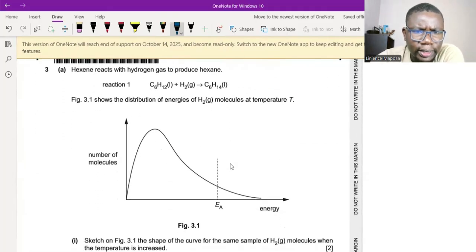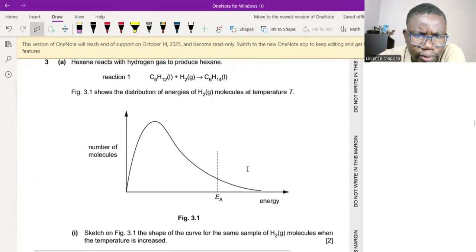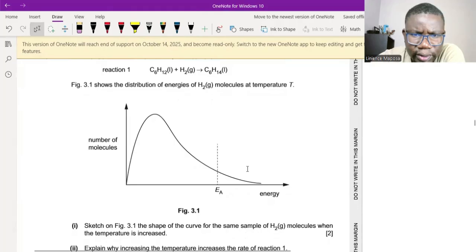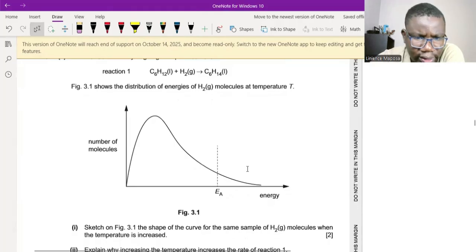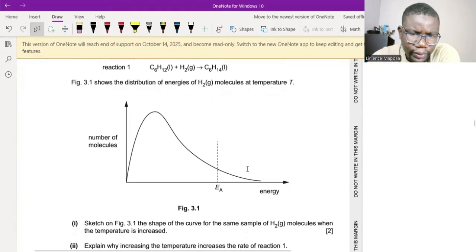Hexene reacts with hydrogen gas to produce hexane. So from alkene to alkane, this is hydrogenation. A nickel catalyst is used here, it's required. Figure 3.1 shows the distribution of energies of hydrogen molecules at temperature T. Sketch on figure 3.1 the shape of the curve for the same sample of hydrogen molecules, in the gaseous state, when the temperature is increased.